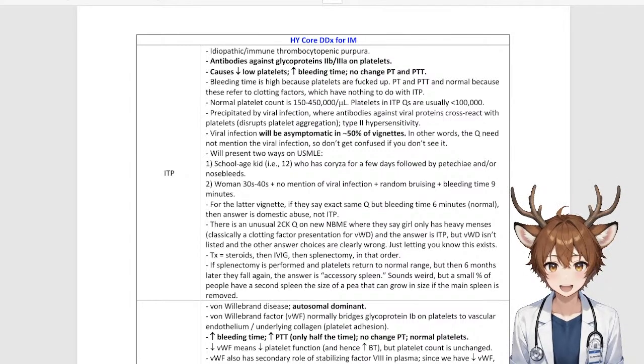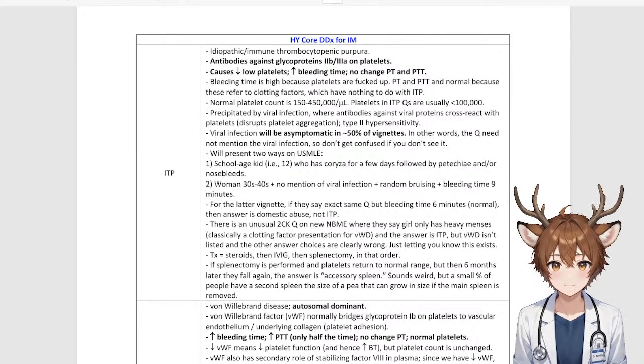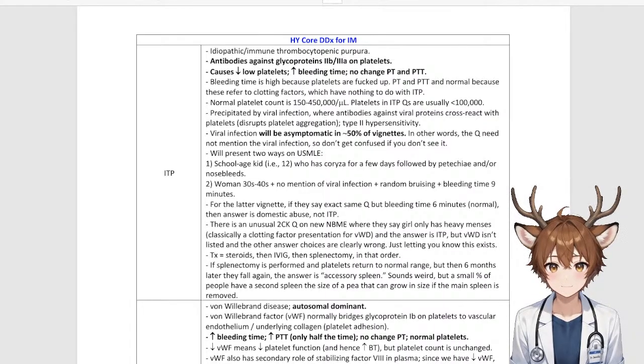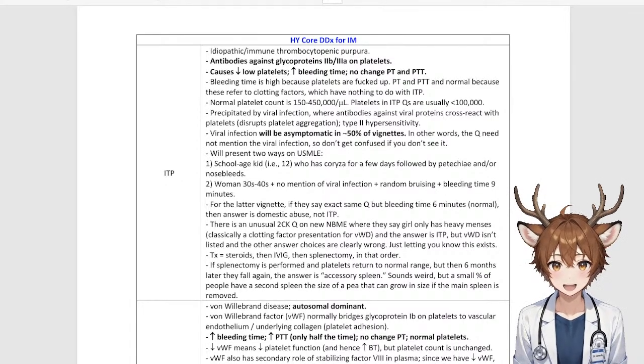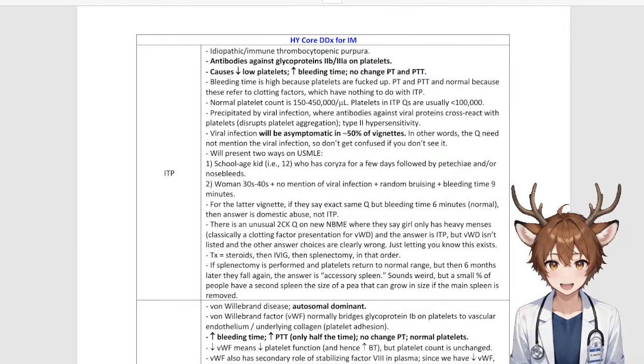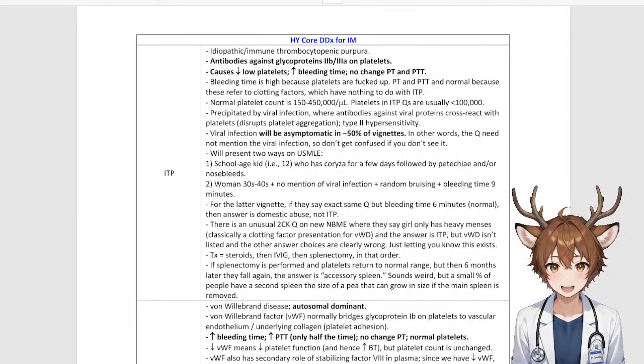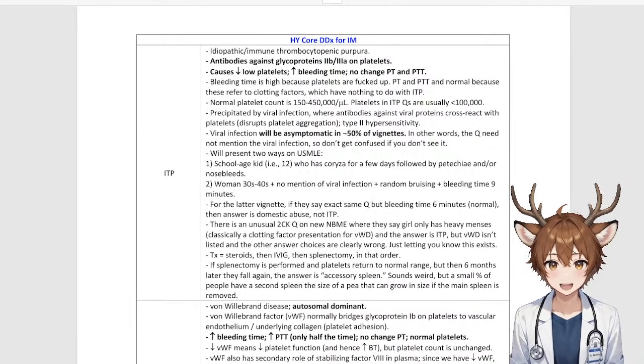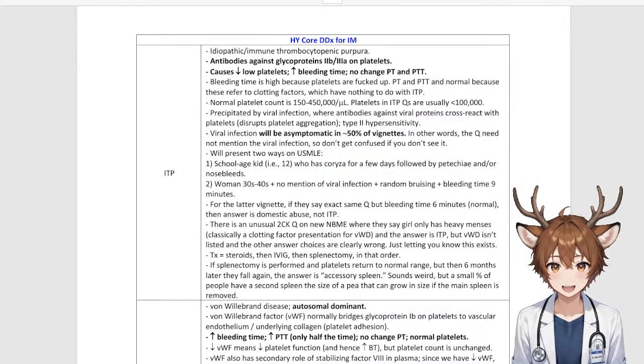So again, steroids are number one for ITP, idiopathic/immune thrombocytopenic purpura. If a splenectomy is performed and platelets return to normal, but then 6 months later they fall again, the answer should be accessory spleen. Sounds weird, but a small percentage of people have a second spleen the size of a pea that can grow in size if the main spleen is removed.